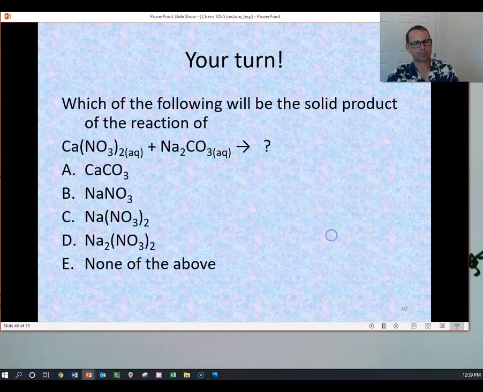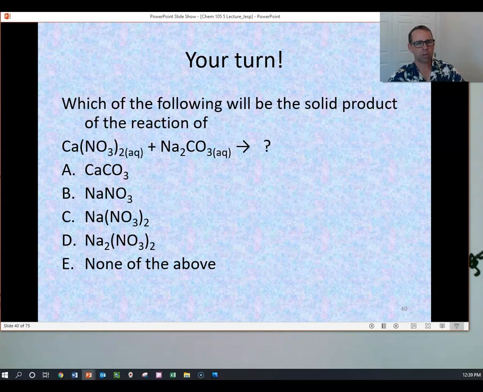Okay, very good. Here's one that we'll let the folks at home do. You can try to find out what the solid product for this reaction is. Push pause and take a second.